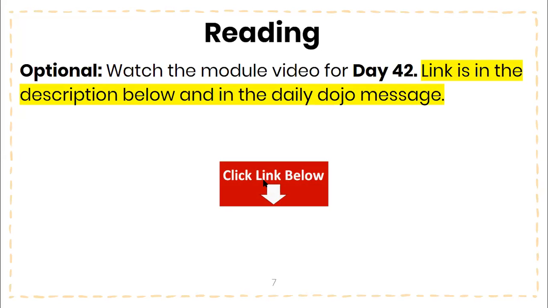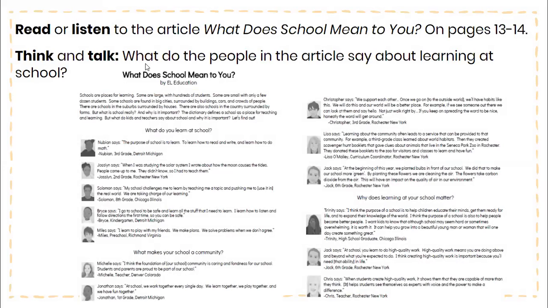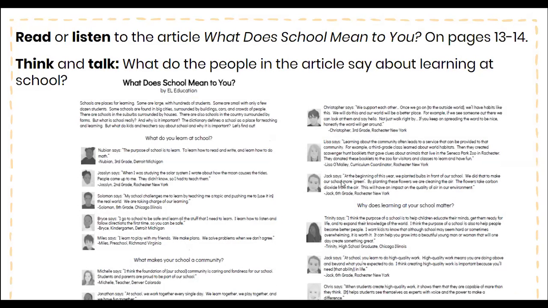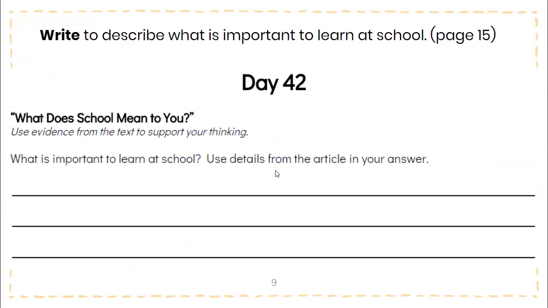For reading, watch the module video for day 42. The link is in the description below and also in the Daily Dojo message. Read or listen to the article, What Does School Mean to You? On pages 13 and 14. Think and talk. What do the people in the article say about learning at school? Write to describe what is important to learn at school on page 15.